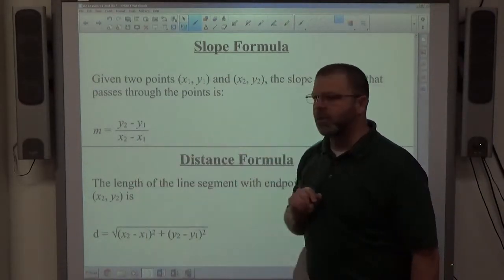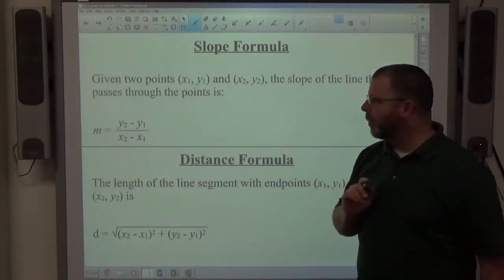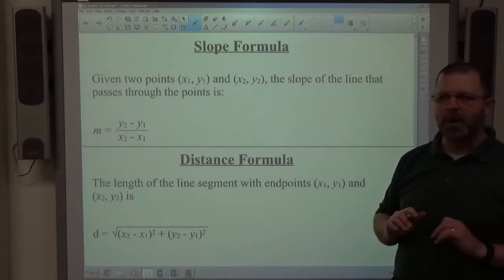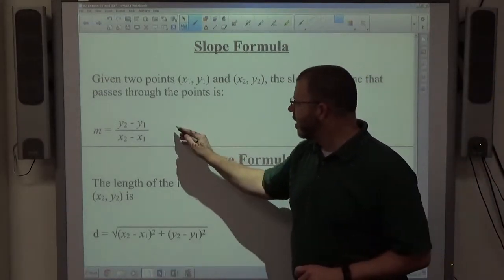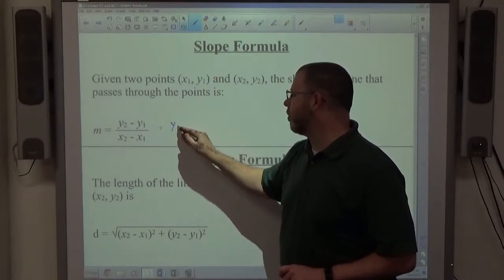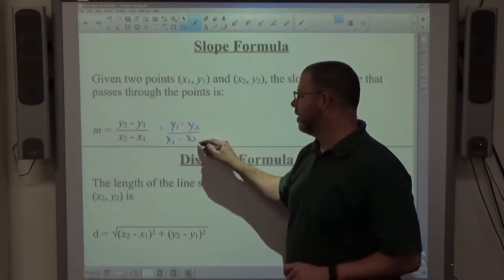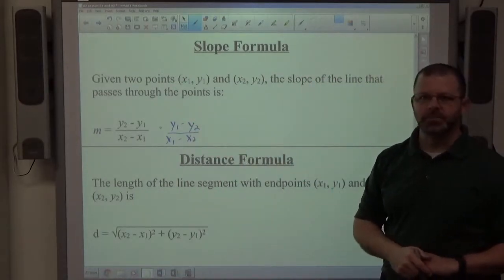y2 minus y1 over x2 minus x1. One thing I want to get across to you today that I haven't really gotten across before about the slope formula is it could just easily be y1 minus y2 over x1 minus x2. They mean the same thing.